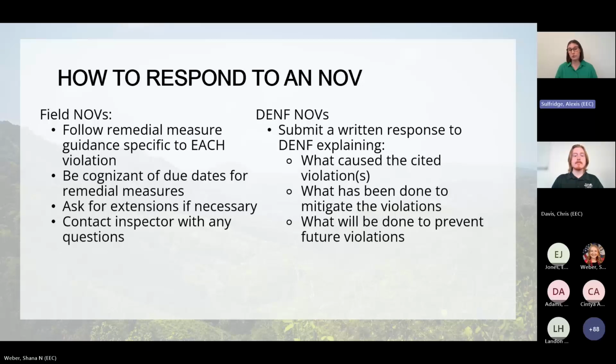They have a little bit of discretion about how long they wait before they refer a case to the Division of Enforcement for escalated enforcement action. And if they know that you're actively working to return to compliance, that may put that off for a little while. So like I said, and like Chris has said, communication is the number one thing that we can promote in this webinar for how to respond to your NOVs.